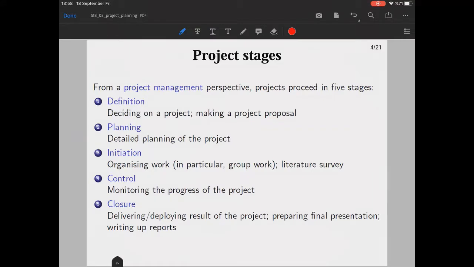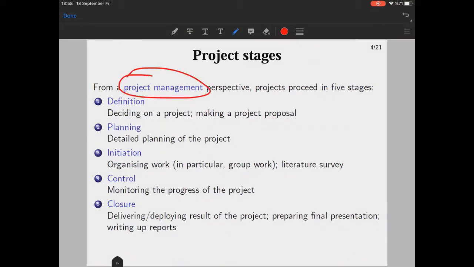Let's take a look at the project stages from a project management perspective. It mainly has 5 different stages. First, the definition of the project. We decide on a project or make a project proposal. We discussed the proposals in the previous session.